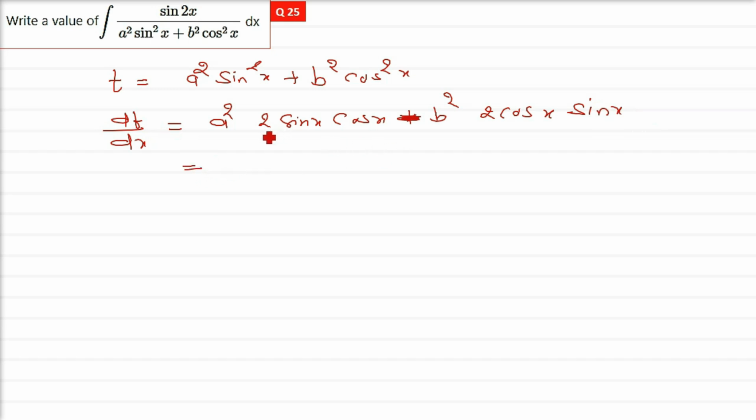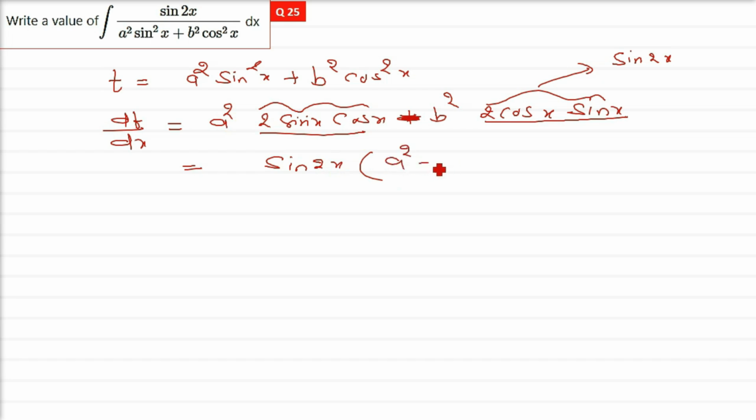So what is the benefit? We have 2 sin x cos x, we have 2 sin x cos x. 2 sin x cos x means sin 2x, and it is in both the terms which we are talking about. So this will be sin 2x. You can take this sin 2x outside and you have a square minus b square. So this sin 2x dx, we can get it from this expression.